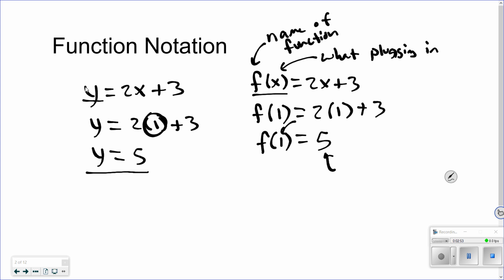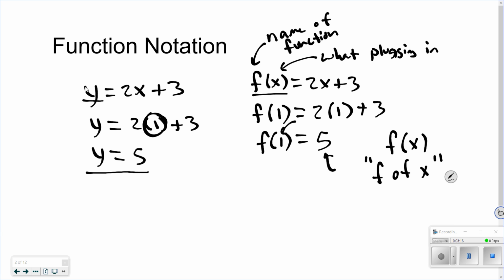5. Couple key things. We have to be careful. This does not mean f times 1. f of x, and by the way, if you want to write this down, f of x means like that. And what it really means is x is what you're plugging into the function.